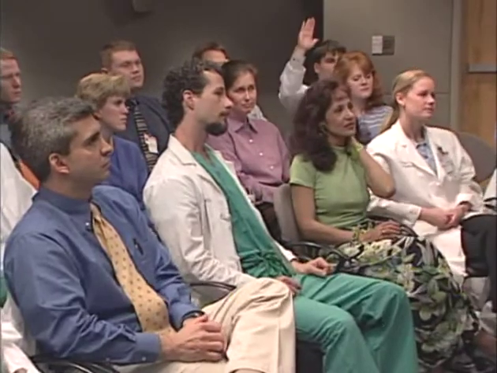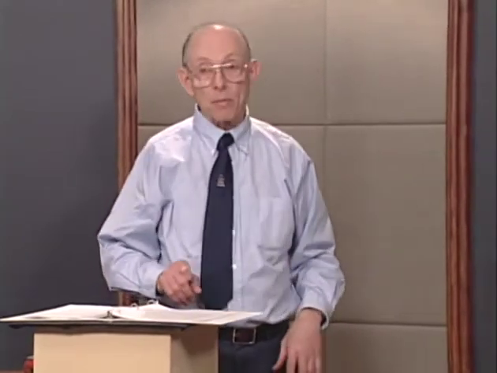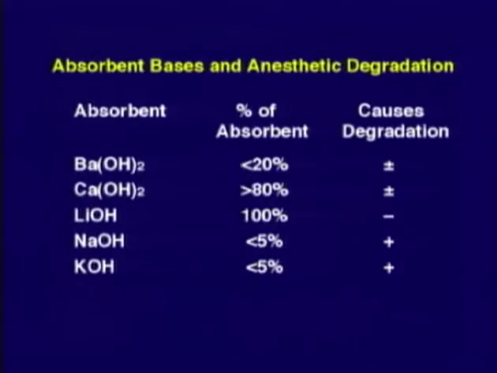What other base could it be? You've got divalent bases. What are the divalent bases? Barium hydroxide is one, but that's not what's in soda lime. What's the other divalent base? Calcium hydroxide. That's the other base. But it's the monovalent bases, the sodium hydroxide and the potassium hydroxide, that do most of the degradation. So we could eliminate the degradation or markedly reduce it if we got rid of those.